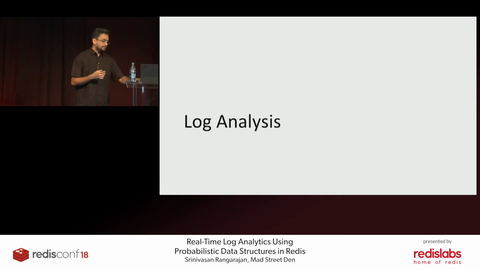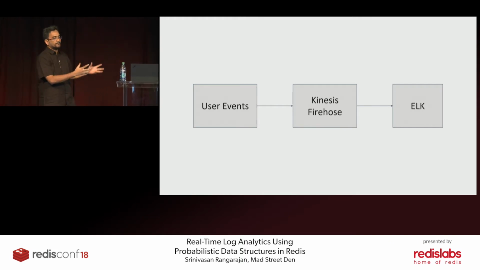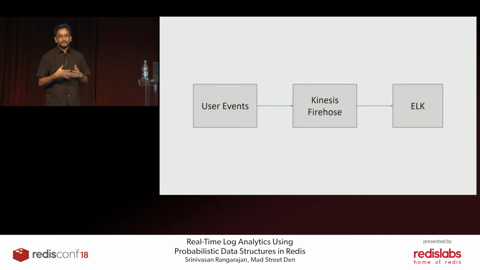And the usual way, this is a more simplified diagram of the usual way people analyze logs, right? So all the user events or any kind of data that is generated is all pushed to a Kinesis firehose, and then you try to ingest it all into an Elk stack, right? So Elk is Elastic Search, Logstash, and Kibana. So that is the usual way people do it, and that's what we also tried initially.